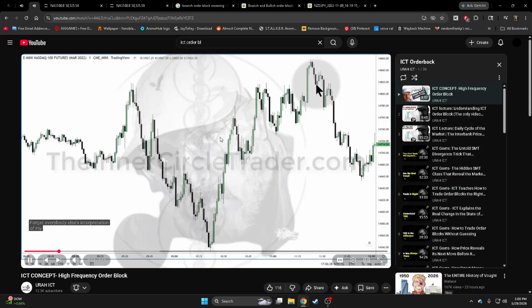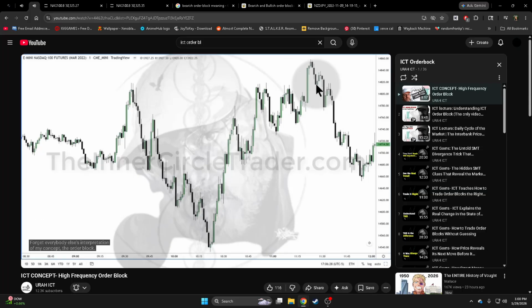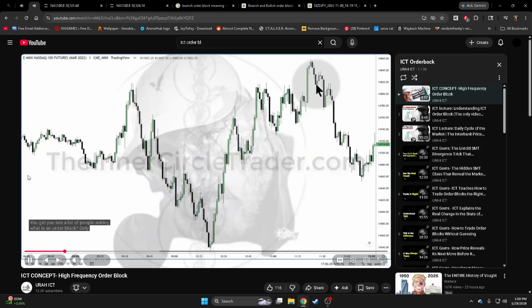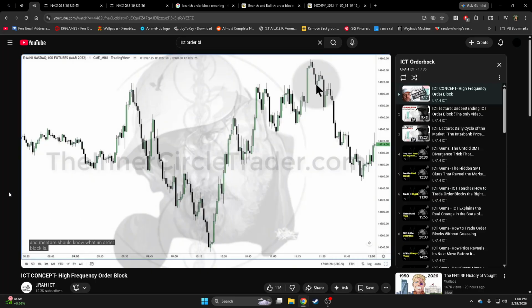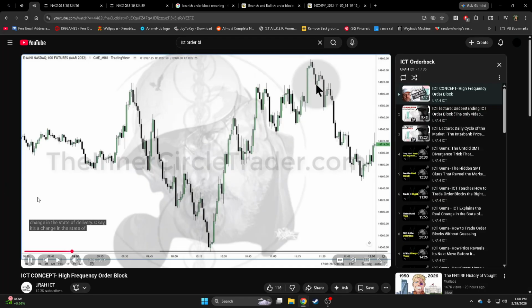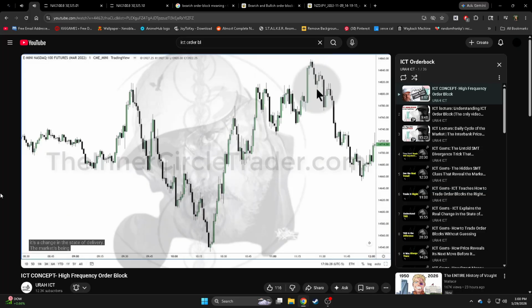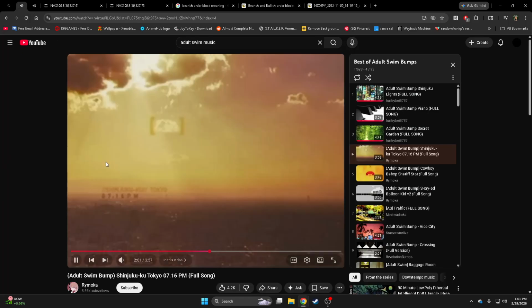Interpretation of my concept, the order block. That's it. Okay. What is an order block? You see a lot of people asking, what is an order block? Only my students in mentorship know what an order block is. Okay. What it is, it's a change in the state of delivery. But what's that mean? The market's being offered higher, higher, higher, higher in these two up-close candles. How did this series of up-close candles begin? With this candle's opening right there.